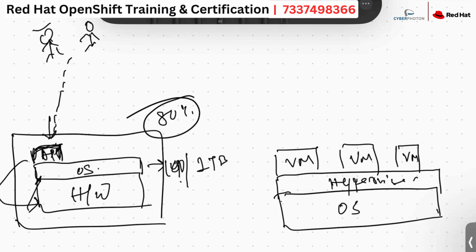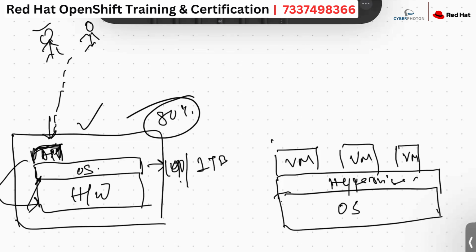So instead of deploying the applications on the physical machines, now the developer will go ahead and deploy their applications on top of the VM. Now this is the application. So multiple applications can be deployed on top of these VMs, guys.